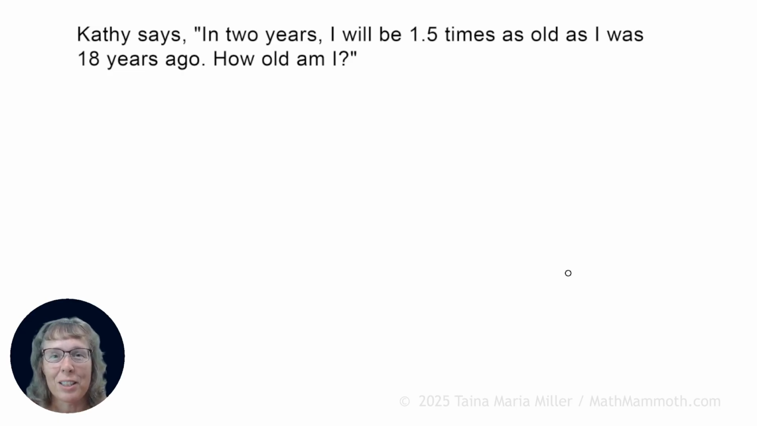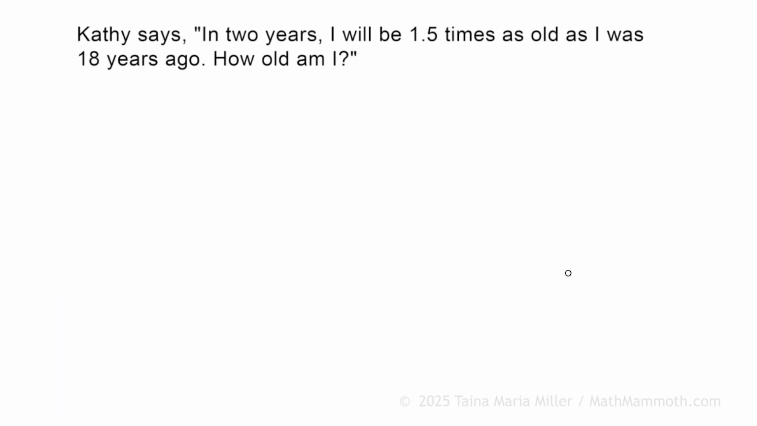In this video we're gonna solve some algebra word problems. Our first one is an age word problem. Kathy says, in 2 years I will be 1.5 times as old as I was 18 years ago. How old am I? She's meaning how old am I now?